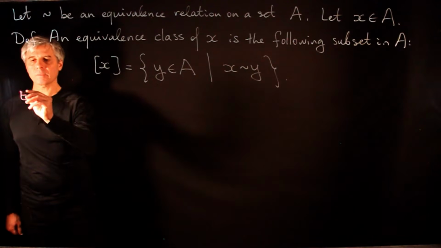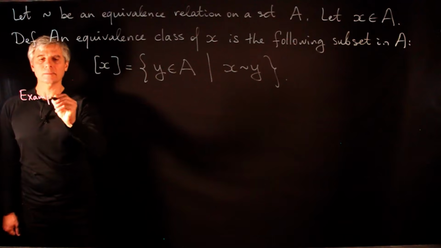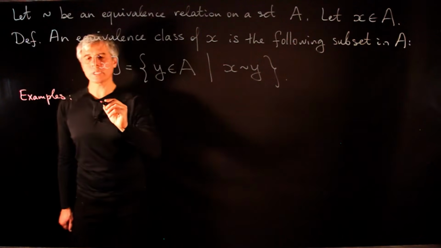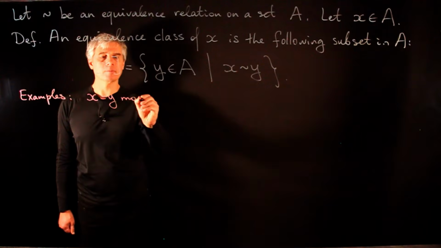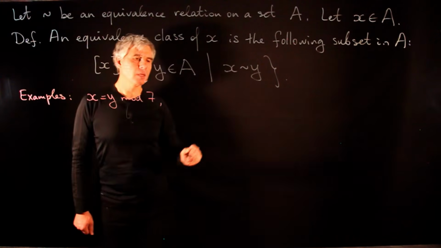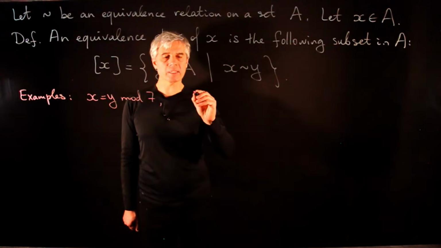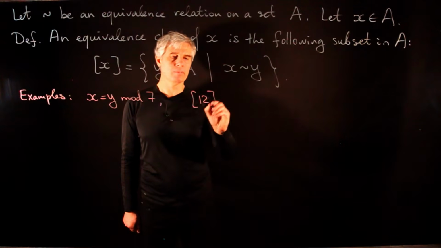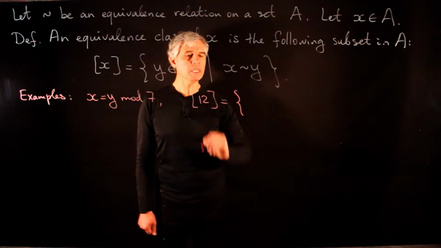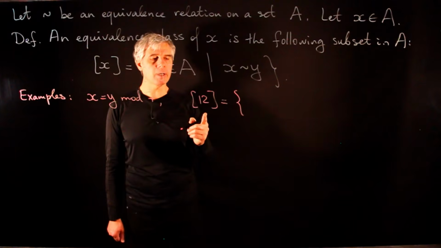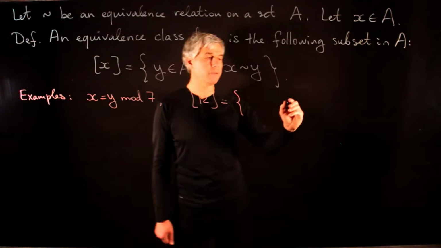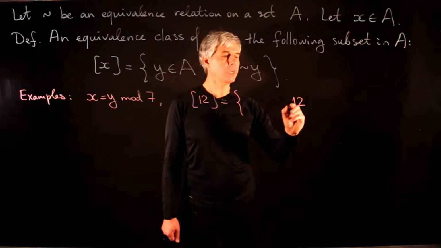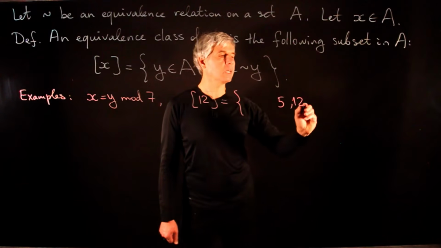Now let us give some examples. Suppose our relation is x is equal to y mod 7. Then what's an equivalence class of 12? These will be all integers that have the same remainder after division mod 7 as 12. So that is 5. And we'll have 12 in this class, 5 is in this class.